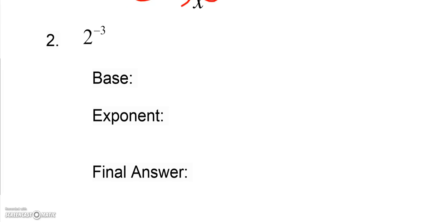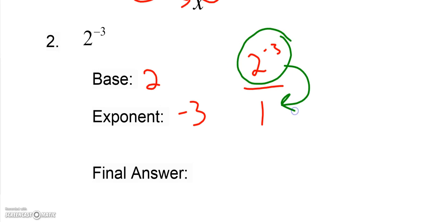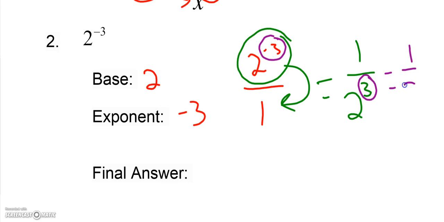So for our first example, we have 2 to the negative 3. Our base is 2. Our exponent's negative 3. So that means 2 to the negative 3, which is over 1, this whole thing needs to go to the bottom. So this is equal to 1 over 2 cubed. I want you to notice how it went from a negative 3 to a positive 3. 1 over 2 cubed is equal to 1/8. So our final answer is 1/8.